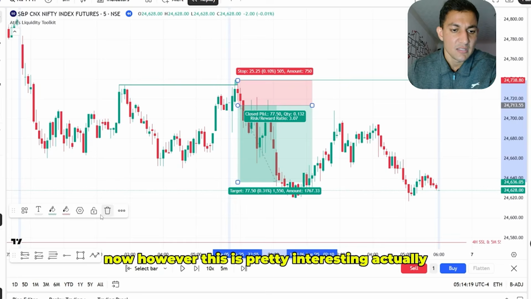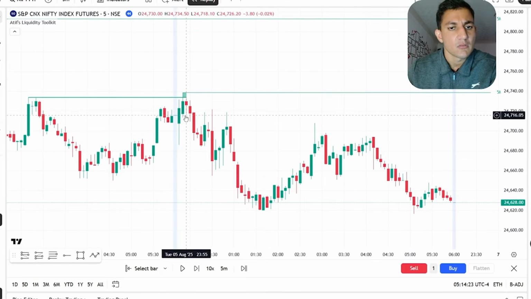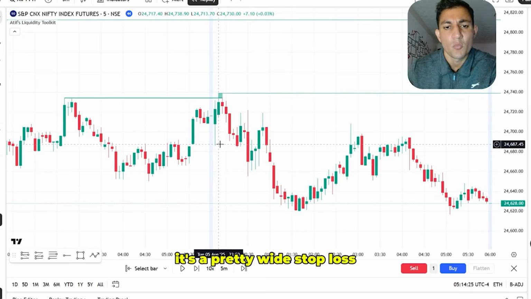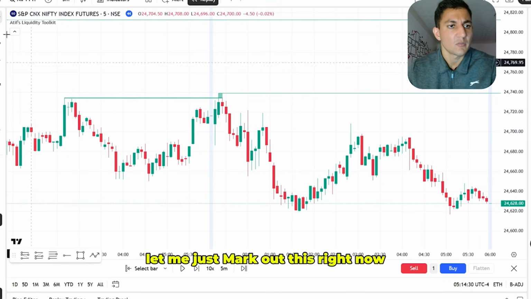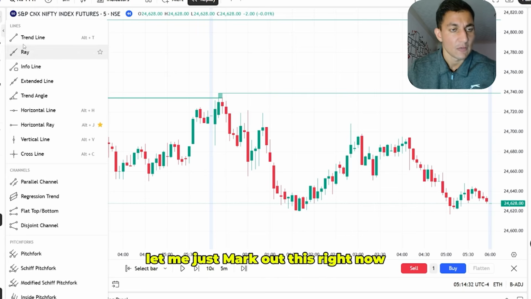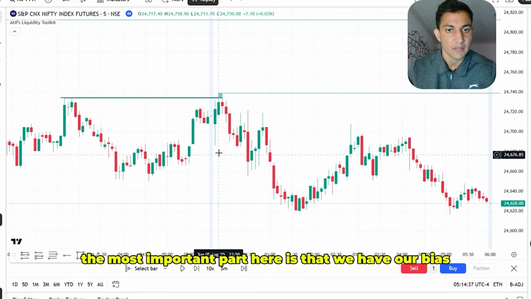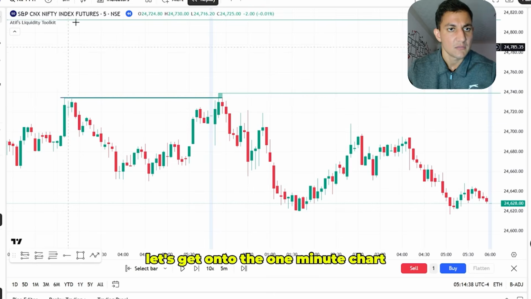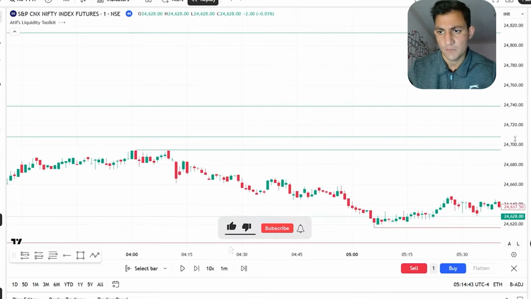Now, however, and this is pretty interesting actually, let's say you don't want the order block, right? Let's say for whatever reason it's a pretty wide stop loss. What you can do is you can get down onto the 1 minute chart. Let me just mark this out right now. Remember, like I keep saying, the most important part here is that we have our bias and we have our sweep. Let's get onto the 1 minute chart right now, and I can show you a second entry pattern, right? Second entry pattern.